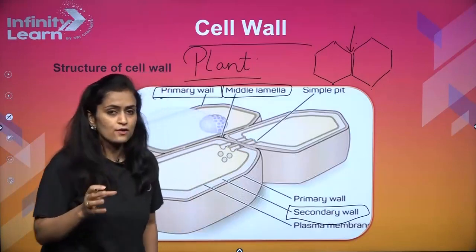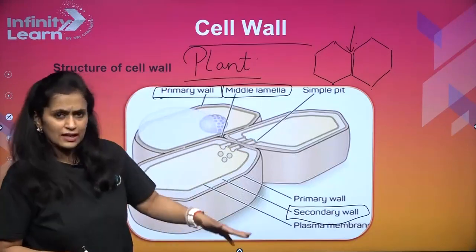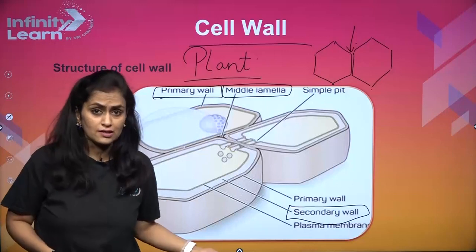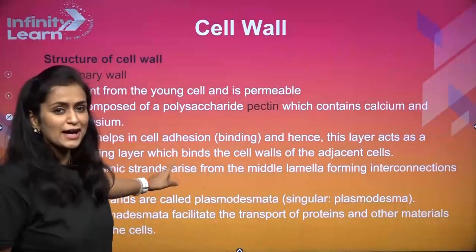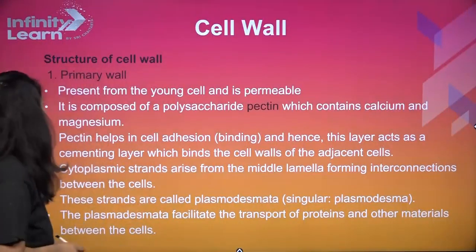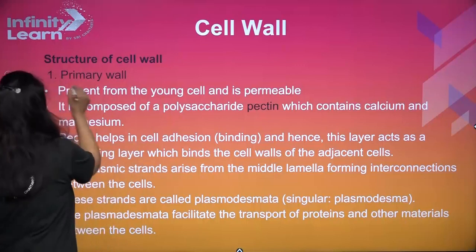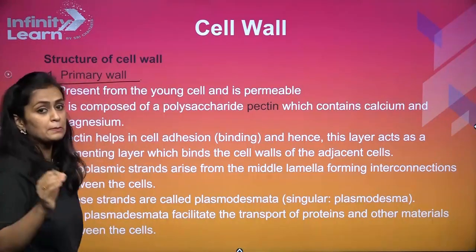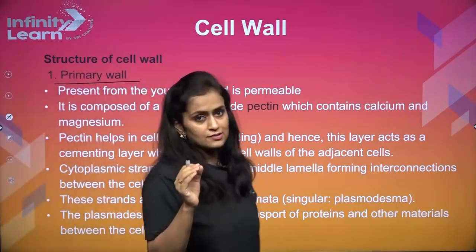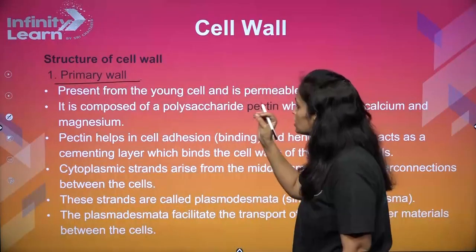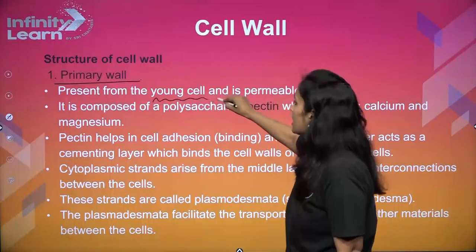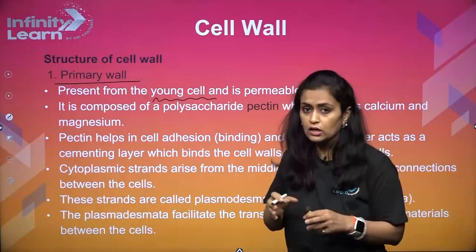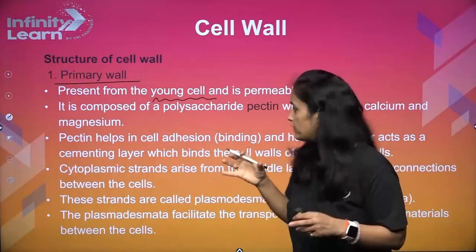Now let's understand what is primary and what is secondary. Is the secondary wall present in all cells, or is the primary present in all kinds of cells? Because this is the place from where a question can come. So let's see the structure of the cell wall; first we'll talk about the primary cell wall. The primary cell wall is found in all types of cells, young cells especially. First they have the primary cell wall in plants.